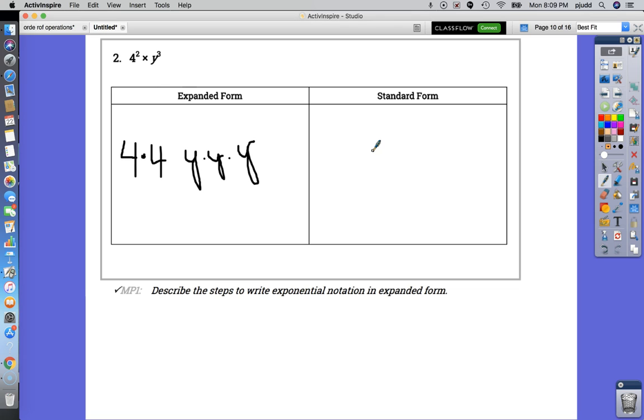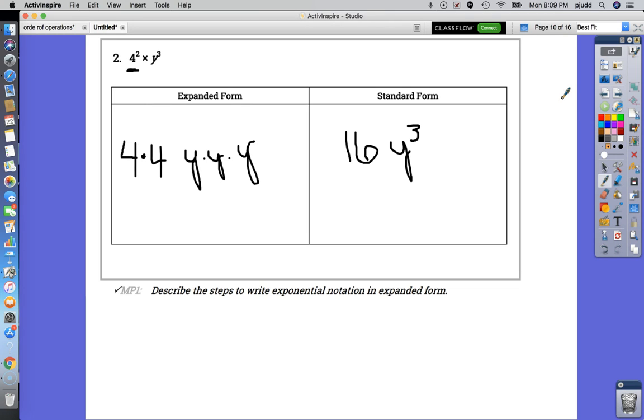Standard form, I'm combining. 4 times 4 is 16. Y to the 3rd power, I don't know what Y is, so it's going to stay Y to the 3rd power. Okay, but I've written 4 to the 2nd power in standard form, which is 16. 4 times 4, 16.